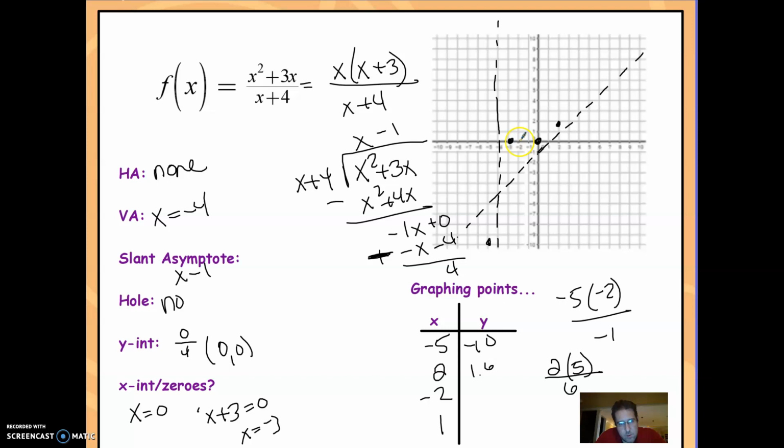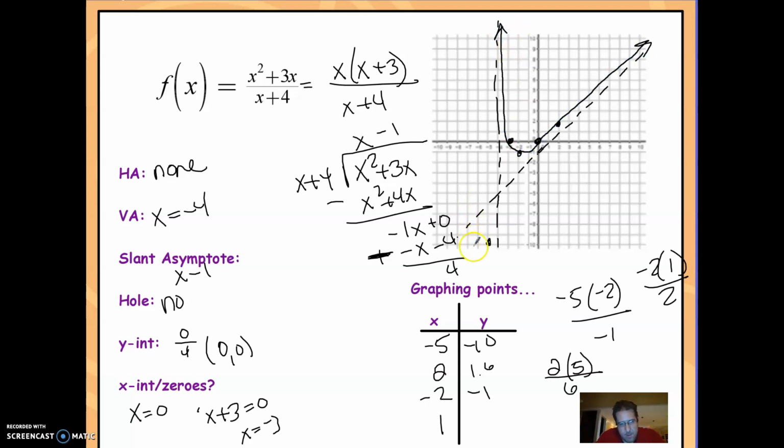Negative 2, so if I put negative 2 in and solve, that'd be negative 2 times negative 2 plus 3, which makes 1. Negative 2 plus 4 makes 2. Negative 2 divided by 2 is negative 1. So (negative 2, negative 1), all right, that's right there. So it looks like it's shaping up here on top. It's going to go like this.